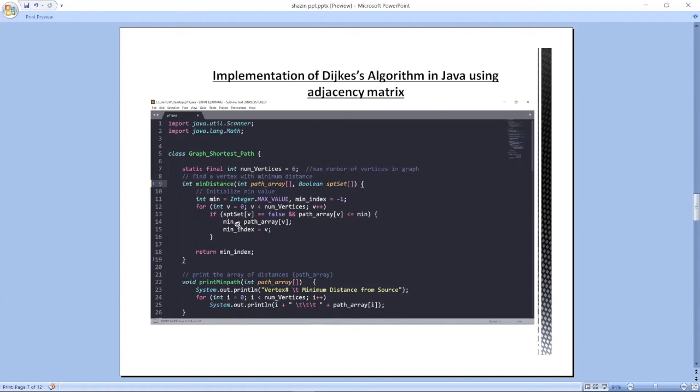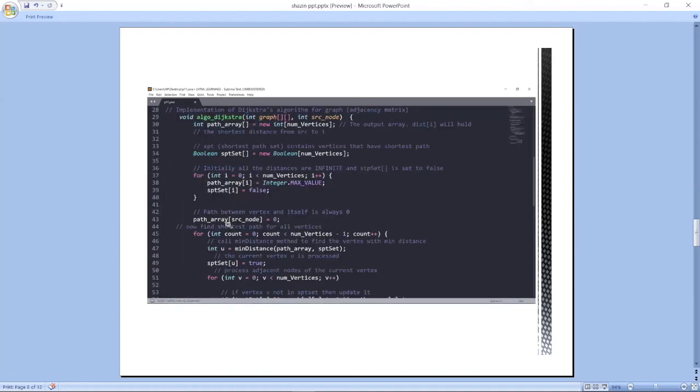If the vertex is not in the shortest path set and path array is less than or equal to minimum, then minimum will be the path array, and mean index equal to v, and we will return the mean index.